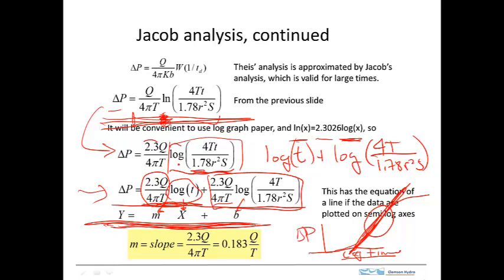then we determine the slope, and m is the slope. So the slope of that line from our data is equal to this. And that equals, if I just combine these numbers, that equals that. So if we measure the slope, and we already know q because we've held that constant, so if we know slope and we know q, we can simply solve for T. So measuring the slope of this line here ends up being the way that we'll calculate the transmissivity of the aquifer.